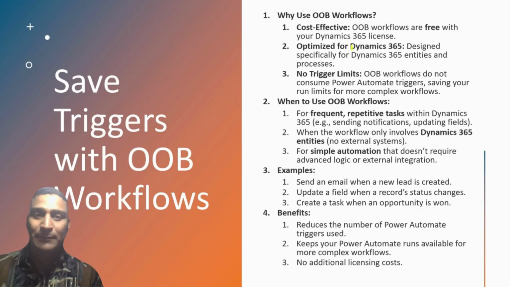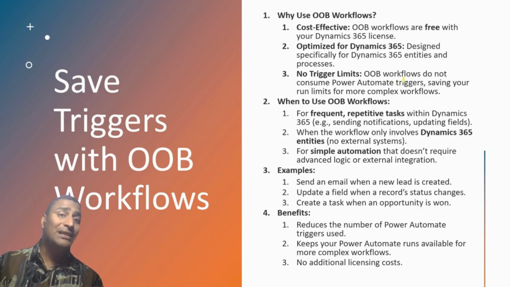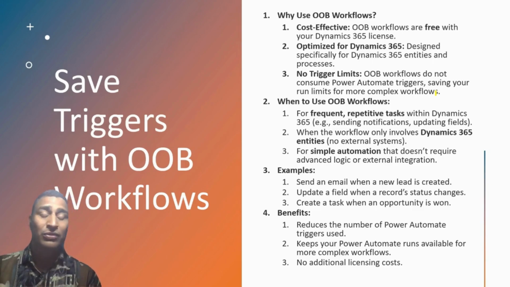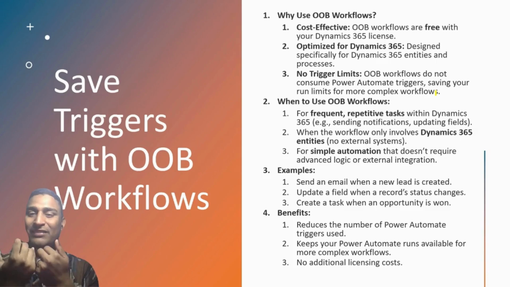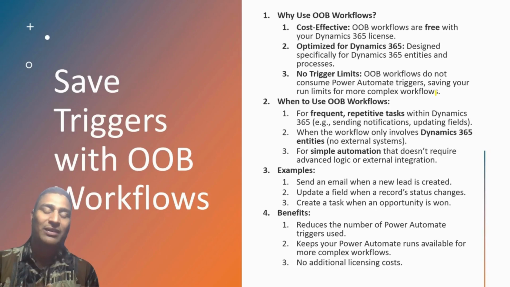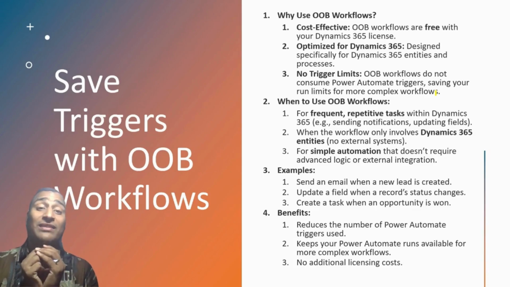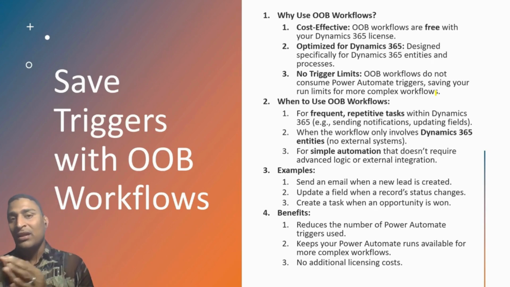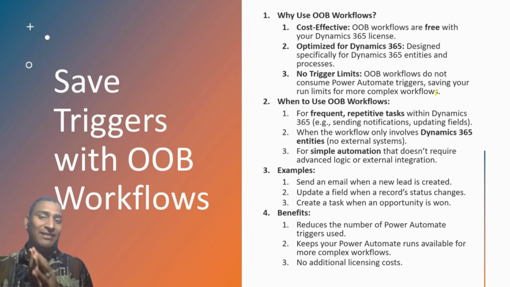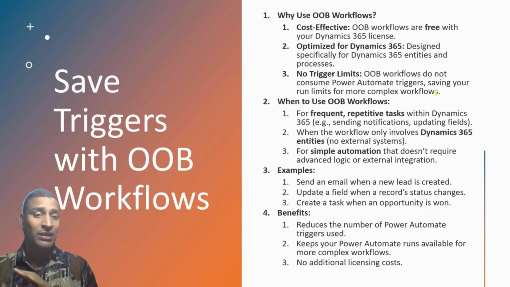Okay, so here you can see, out of box workflows do not consume Power Automate triggers, saving your run limits. For example, a complex workflow: how many times you are running it, Microsoft does not monitor any of that. If you want to trigger it 1,000, 10,000, 2,000, 3,000 times, it is free of cost. We don't need to pay money separately for this feature when using the out of box workflow. So I suggest you use this for easy, straightforward requirements. You can start using the out of box workflow only. Don't go with Power Automate.